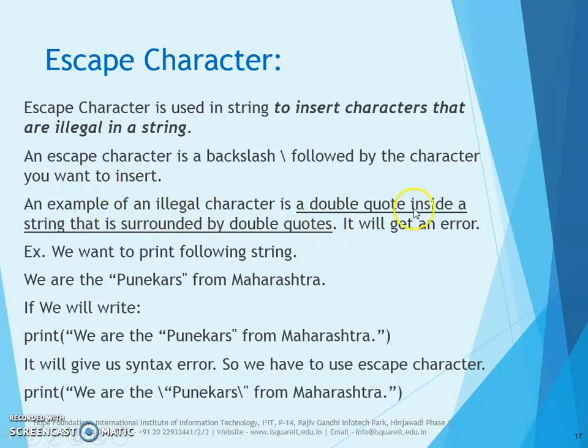We want a double quote inside a string that is surrounded by one more double quote. If we try to do so, it will give us an error. We'll see one example. We want to display this string: we are the "Punekars" from Maharashtra. To print this, we write the print function, print in round brackets. Inside the double quotes we write "we are the", then inside we write one more pair of double quotes around Punekars, from Maharashtra.